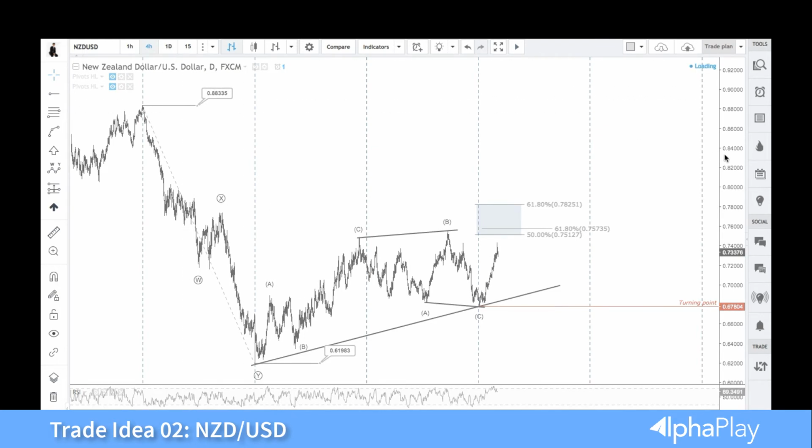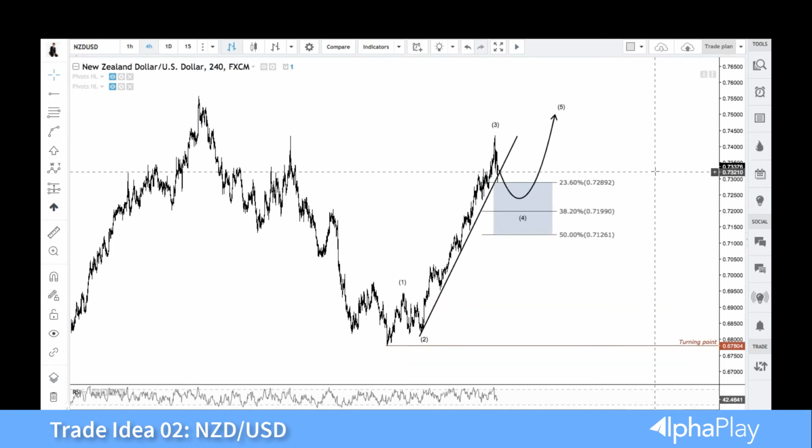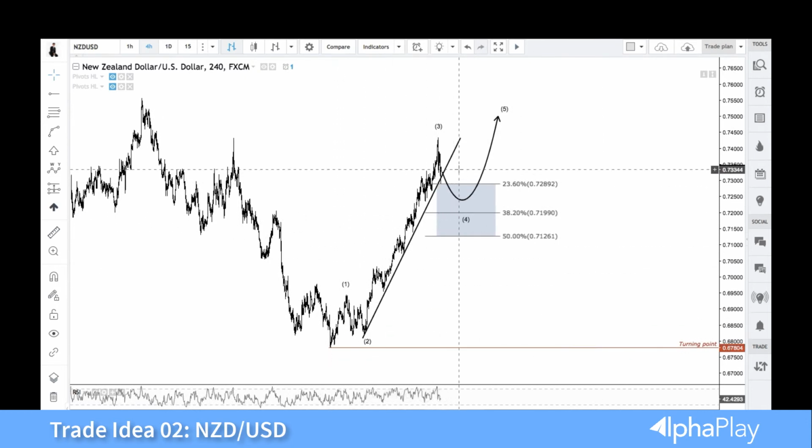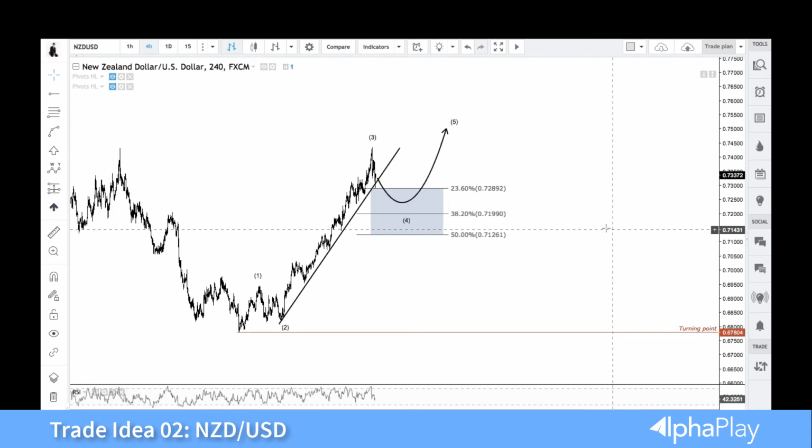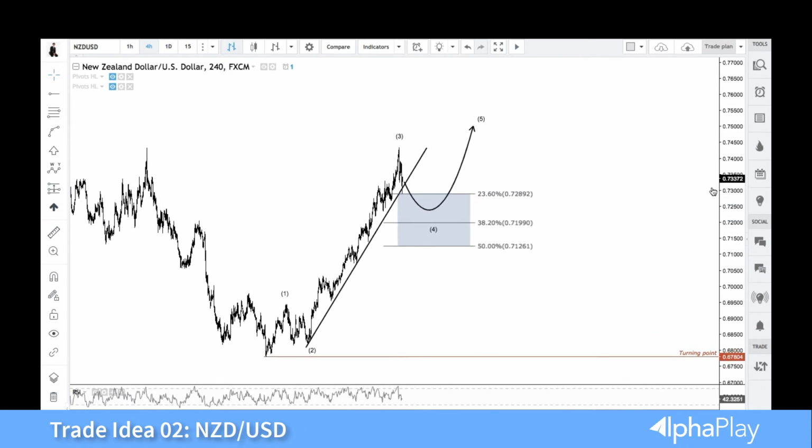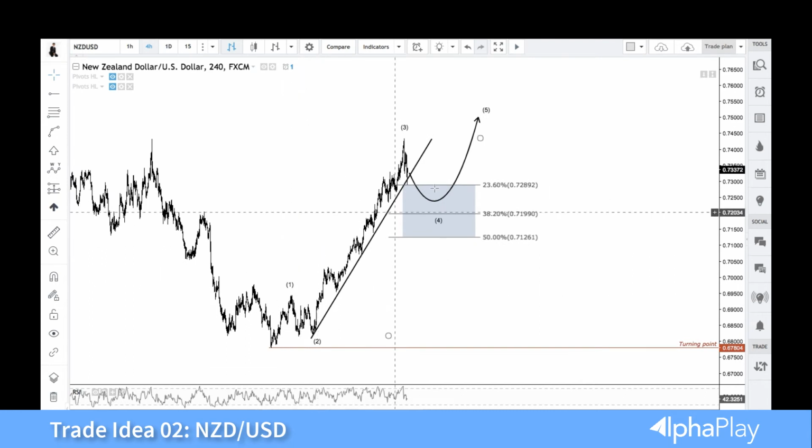So going down to the lower time frame, on the 4 hour, the most recent move that has developed since somewhere in late 2017 to all the way where we are today is no doubt an impulsive move, and I'm expecting that wave 3 might have been completed and we are seeing some form of wave 4 developing, right? So with that, I'm actually expecting at least one more move to the upside to complete the 5-wave structure before we see a deeper correction on the New Zealand dollar.